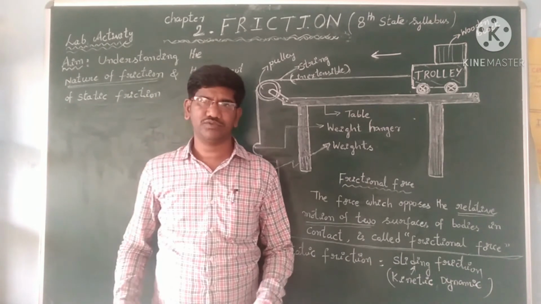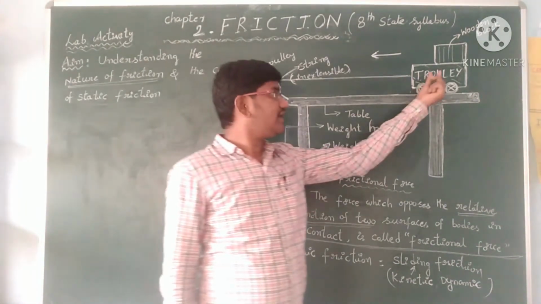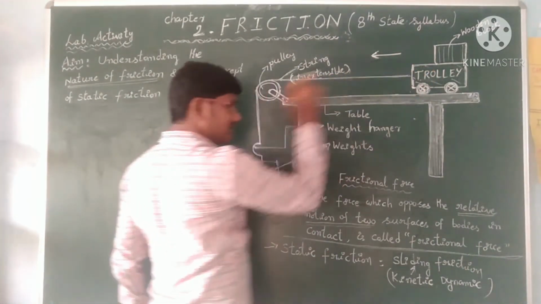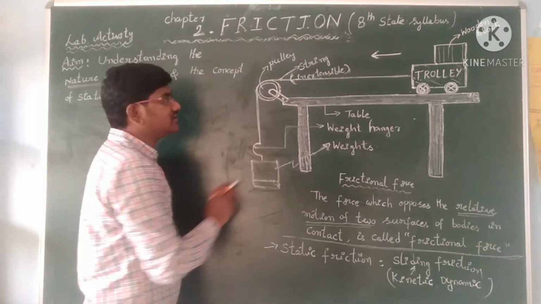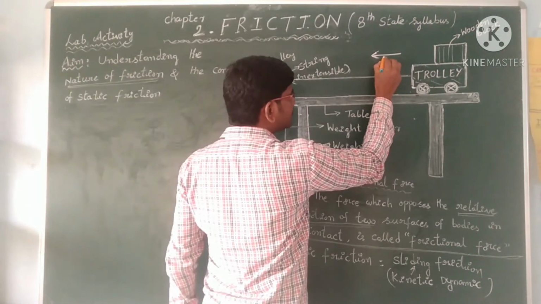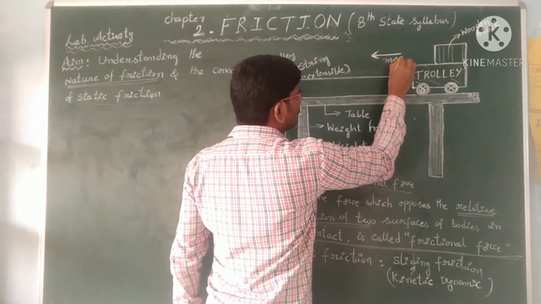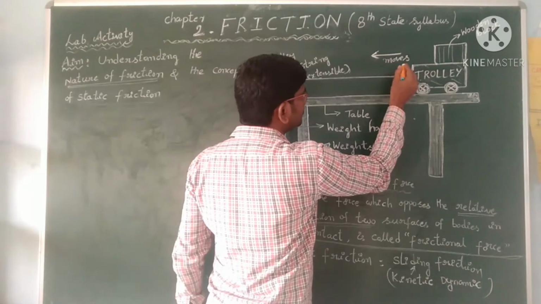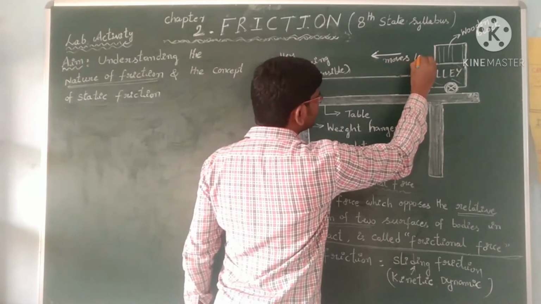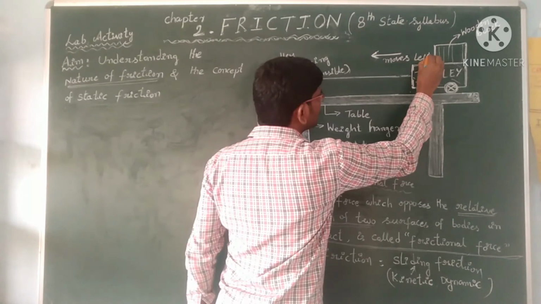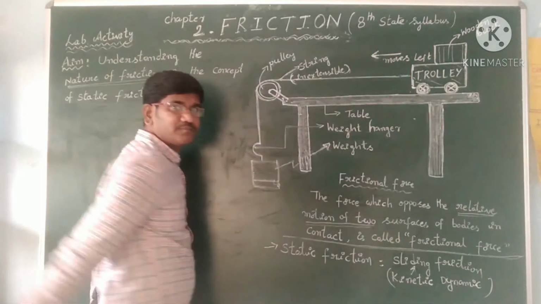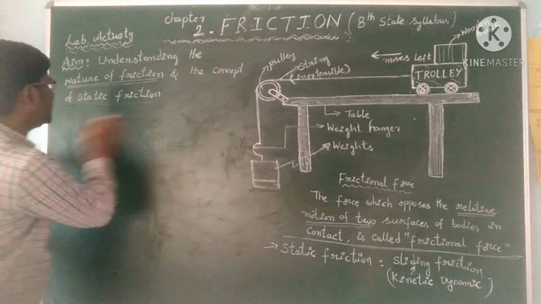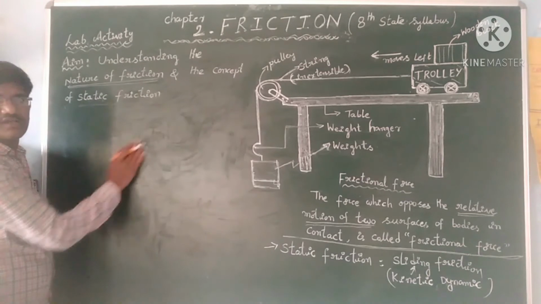What happens, my dear students? Do the trolley and the wooden block move? Do they move to the left side? Yes, your answer is correct. The trolley moves towards the left side, as shown in the direction like this.